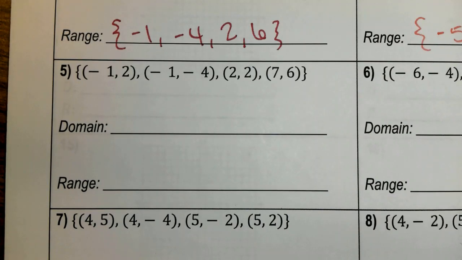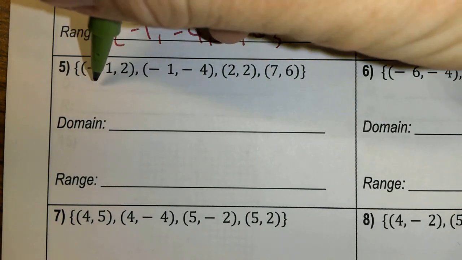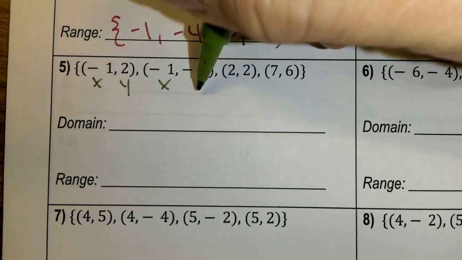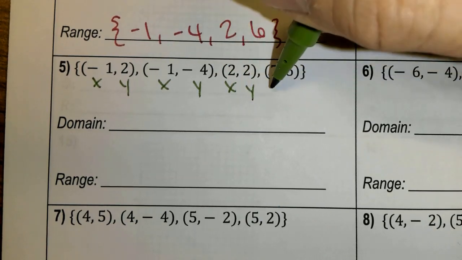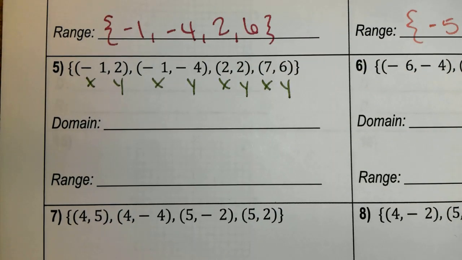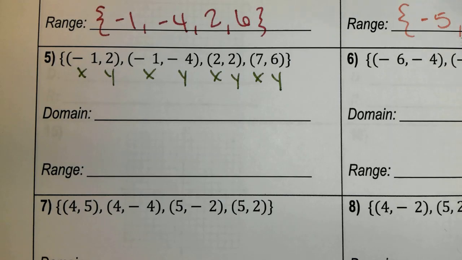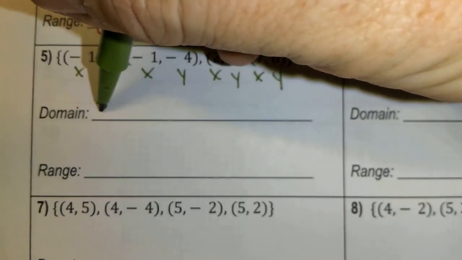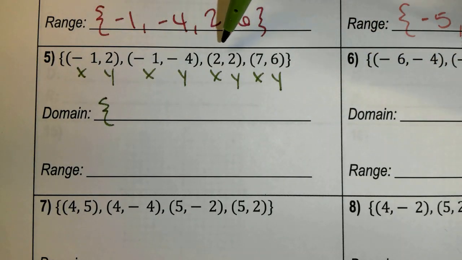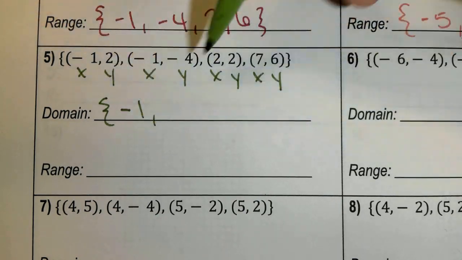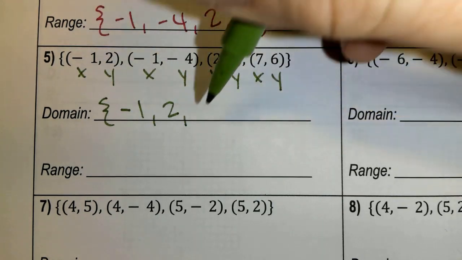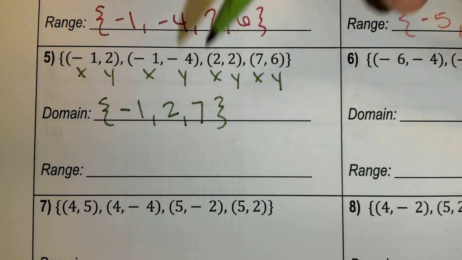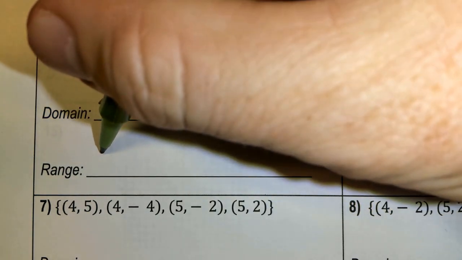Moving on to 5. Look at that, we're almost halfway done, and it's the same thing. All your x's and y's. Good thing they're not x's and o's. That'd be weird. Okay. Domain, -1, -1, 2, 7. So, -1, 2, and 7. Pretty easy.